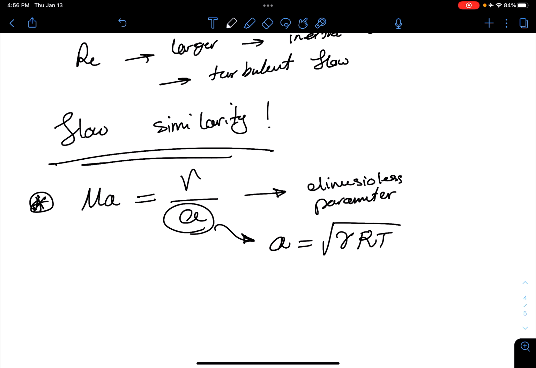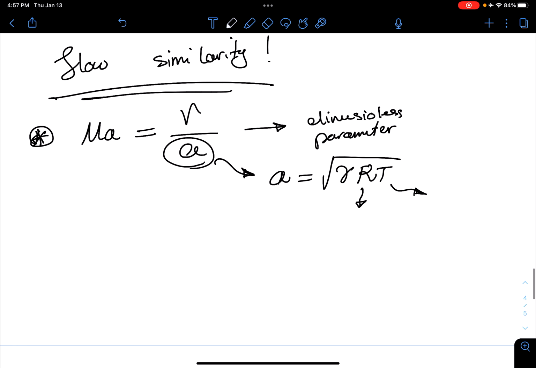Okay, have you seen this before? T is temperature. You know what temperature is? Temperature of your medium. What is R? The gas constant. The specific gas constant here, not the universal one.